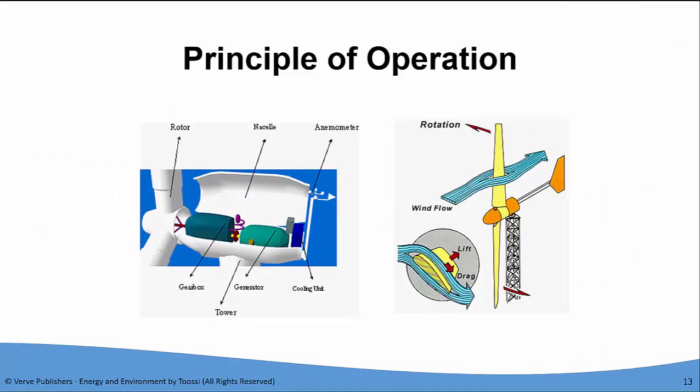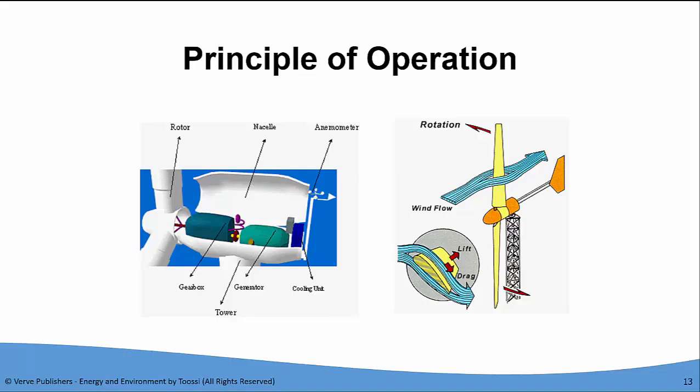Wind turbines usually consist of a tower on top of which a housing is installed, called the nacelle. Inside the nacelle, there are gearboxes, the generator, a cooling unit, anemometer, and all of the control equipment, and it is connected to a rotor in front of it. That's how the wind turbines are packaged.